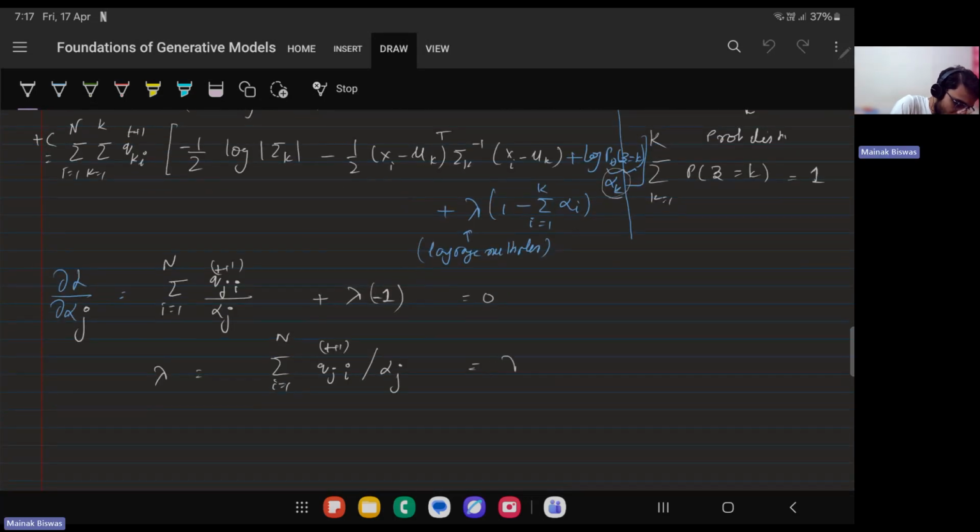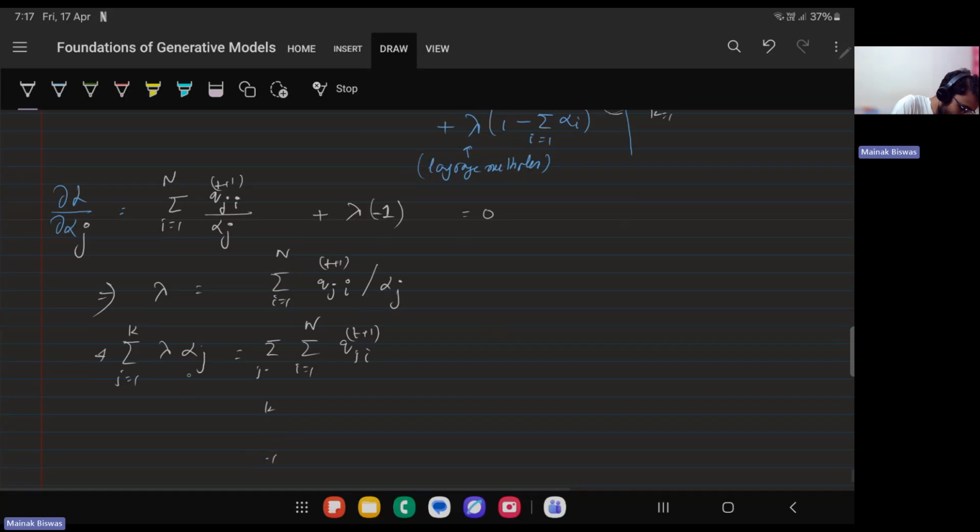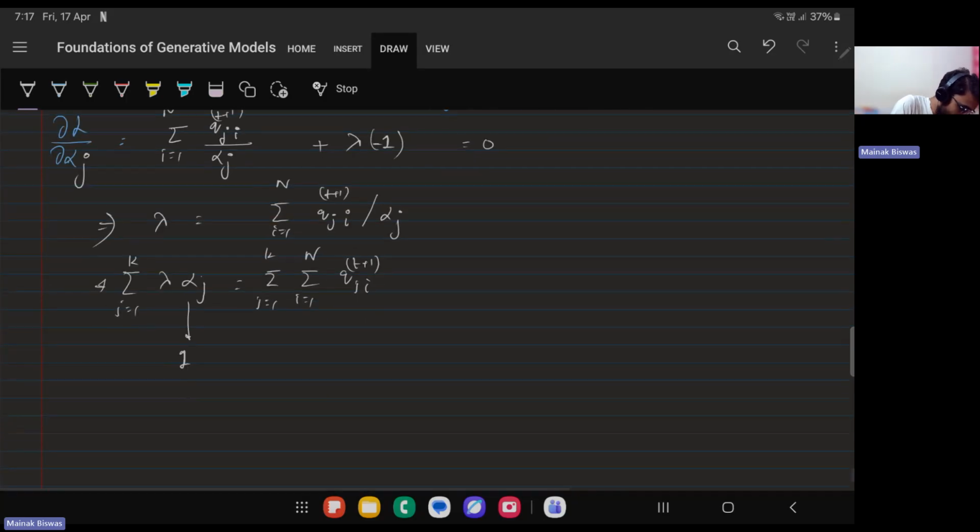That is equal to lambda. So sorry, I've already written it down. So lambda alpha J is equal to summation of I equal to 1 to N of QJI T plus 1. Now if I sum over all the J's from 1 to K, this term should go to 1. So only lambda remains. Lambda is equal to summation of I equal to 1 to N, J equal to 1 to K, QJI T plus 1.